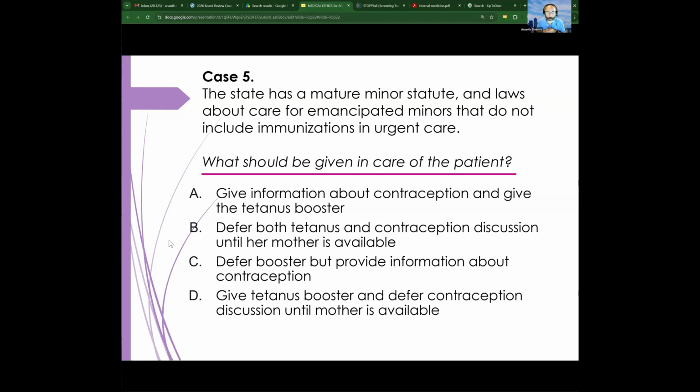So, case number five and question five, and Sharon, if we could pull up the poll. The state that you're practicing in has a mature minor statute and laws about care for emancipated minors that do not include immunizations in urgent care. What should be given in the care of this patient? So, should we give information about contraception and give the tetanus booster? Should we defer both the tetanus and contraception discussion until the mother is available? Should we defer the vaccination but do provide information about contraception? Or should we give the tetanus booster and defer the contraception discussion until the mother is available?